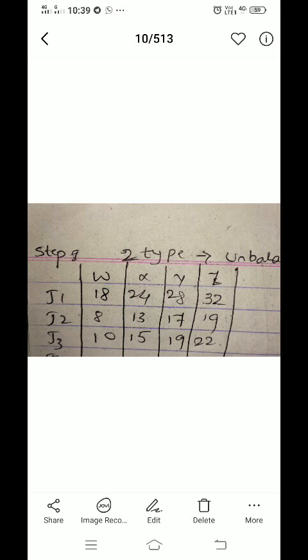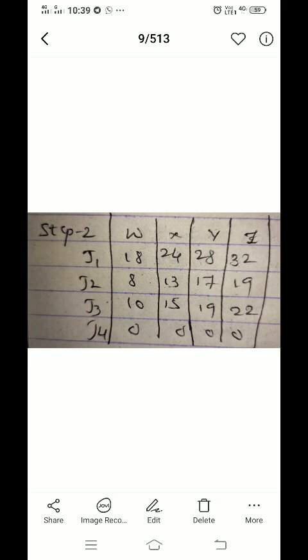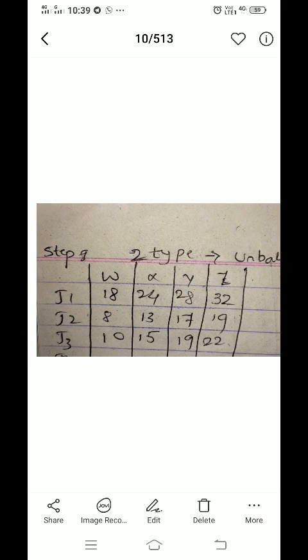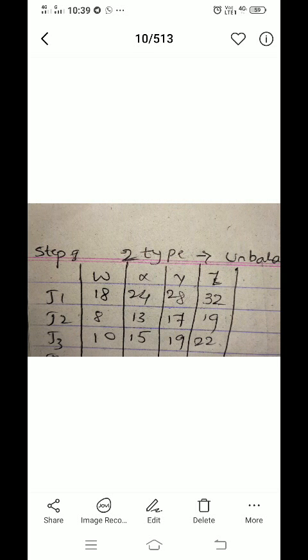Here we need to add one more row, j4, as a dummy row, with all zeros added to the matrix. Now the matrix becomes a square matrix. In this condition, the matrix is not a square matrix, so we need to convert it into a square matrix by adding a dummy row. Here we are adding the dummy row, that is j4 equal to 0 0 0 0. Now it is converted into a square matrix.